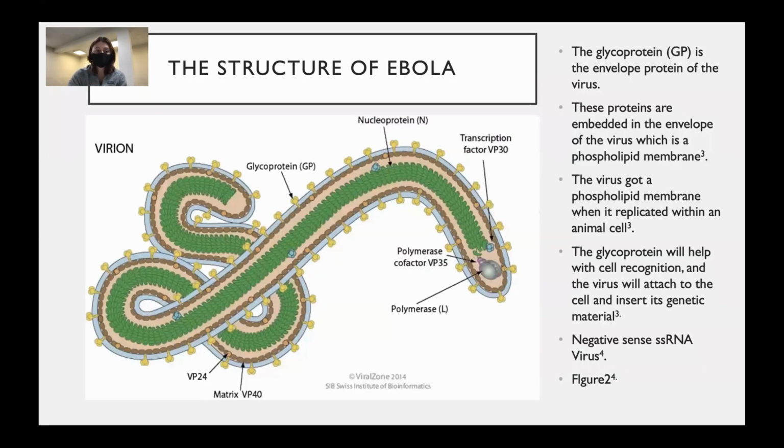Now I'll talk about the structure of Ebola. As you can see on this image to the left, there are these yellow structures on the virus. These are glycoproteins, or GP, and this is the envelope protein of the virus. These proteins are embedded in the envelope of the virus, which is a phospholipid membrane, and the virus got this phospholipid membrane when it replicated within an animal cell. The glycoprotein will also help with cell recognition, and the virus will attach to the cell and insert its genetic material inside to infect it. Ebola is a negative-sense, single-stranded RNA virus.